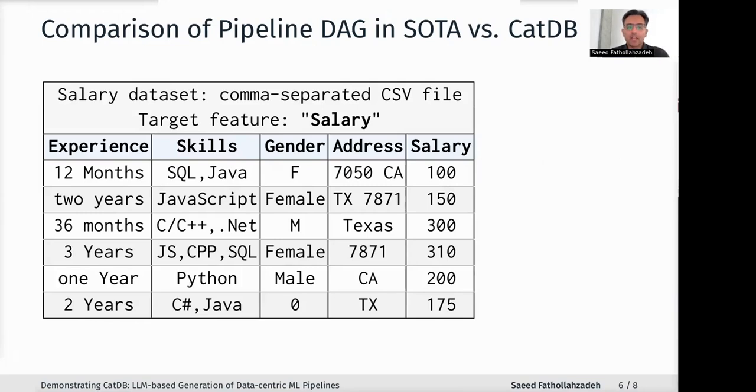As a toy example, we would like to compare the pipeline generated by state-of-the-art systems such as AutoML tools and Microsoft AutoGen against CatDB. In this example, we use the salary dataset, and our goal is to predict the salary feature as a regression task. More importantly, features like experience and gender contain semantically duplicate data. The skill feature has a list data type and address is a mixed type feature.